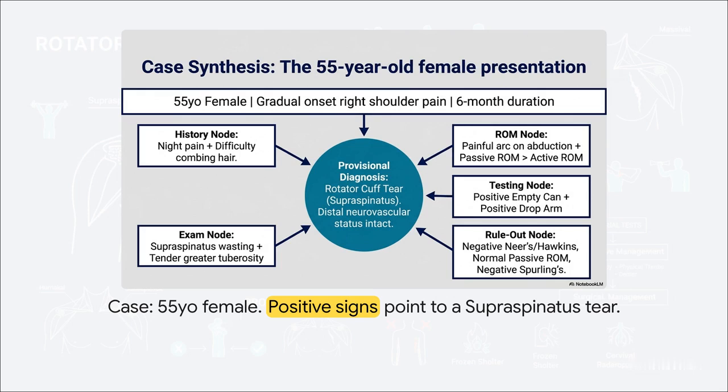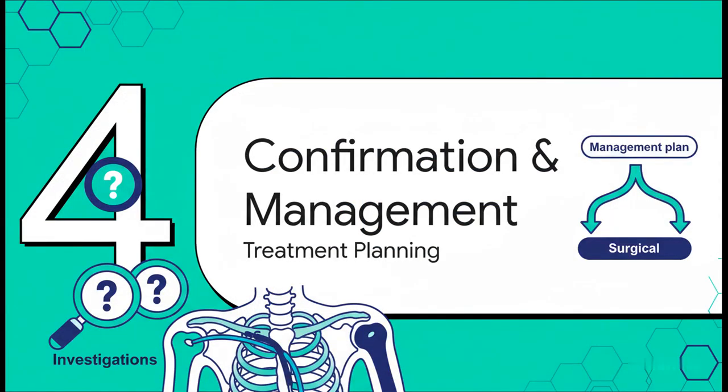And our special tests? We have a positive empty can test and a positive drop arm test. Crucially, our rule-out tests for other conditions are negative. When you put all of that together, our provisional diagnosis becomes very clear: a rotator cuff tear, specifically involving the supraspinatus. So, we have our provisional diagnosis.